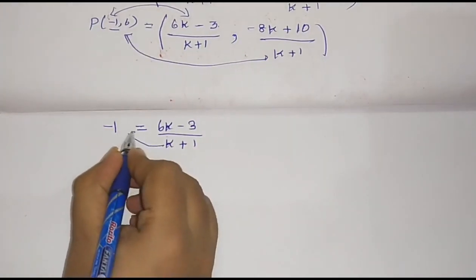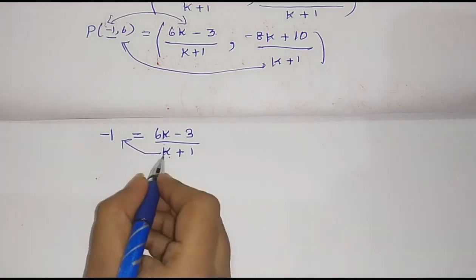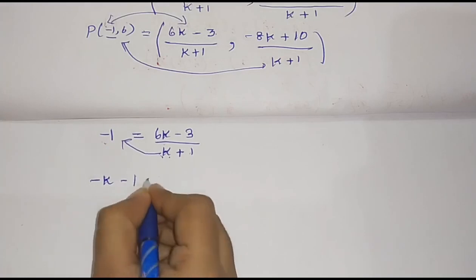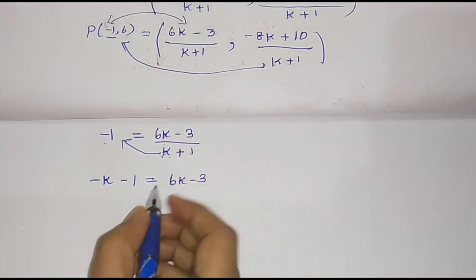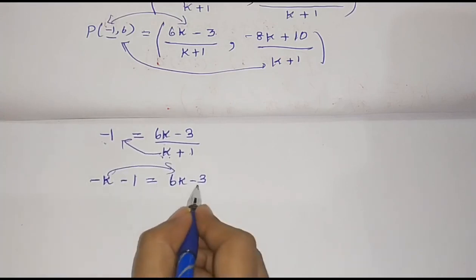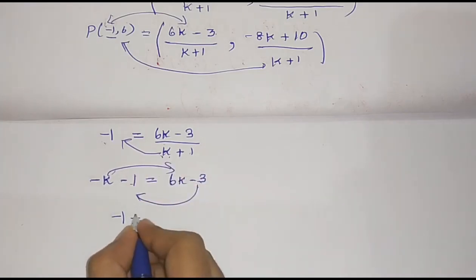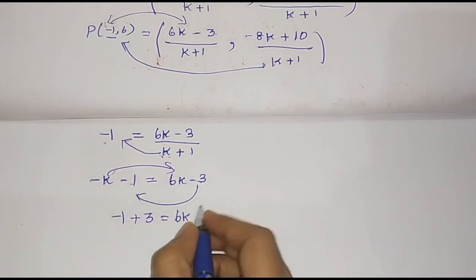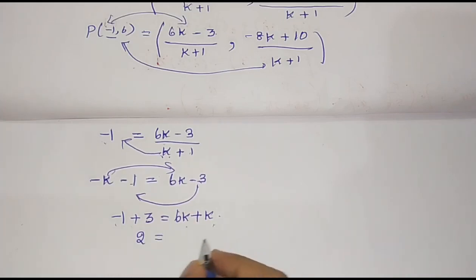So denominator I am cross multiplying. Minus 1, if you multiply this, now we can change the symbol. Minus 1 into k, minus 1 into plus 1, minus 1 equal to 6k minus 1. So k I am transferring to the right side, number I am transferring to the left side. So minus 1, minus 3 this side coming now, plus 3 equal to 6k minus k. If you transfer to the right side, you will get plus k. 3 subtract 1, 2 equal to 6k plus k, 7k.